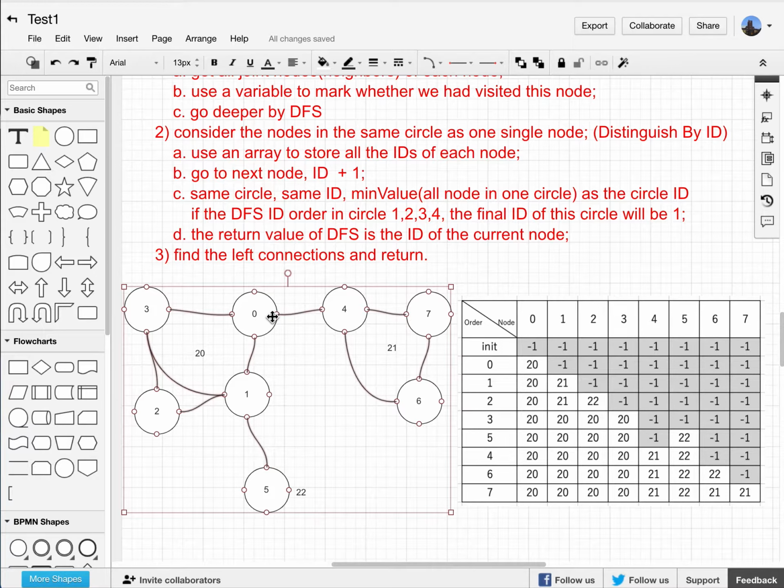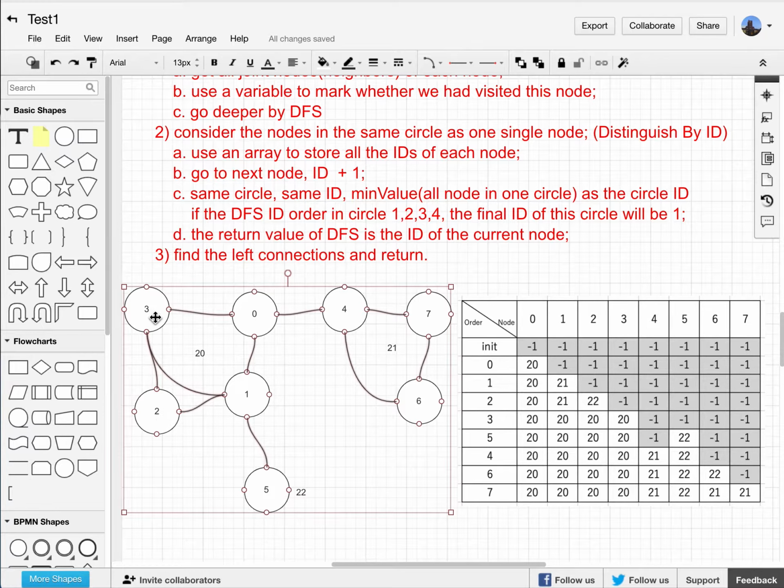And the 0 node says, okay, I'm 20 and I'm your father, so you're 21. Let's go next, this 1 node. The 1 node says, okay, I'm 21 and I'm your father, so you are 22. And we arrive at 2. The 2 node says, okay, I'm 22 and I'm your father, so I think you're 23.